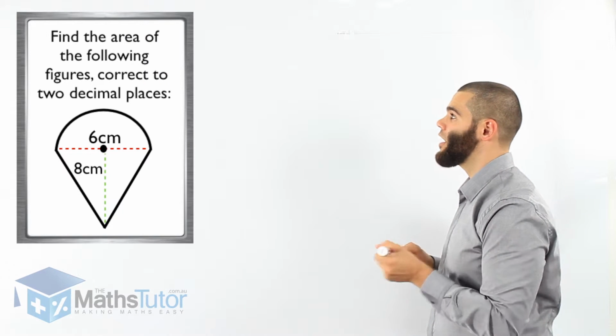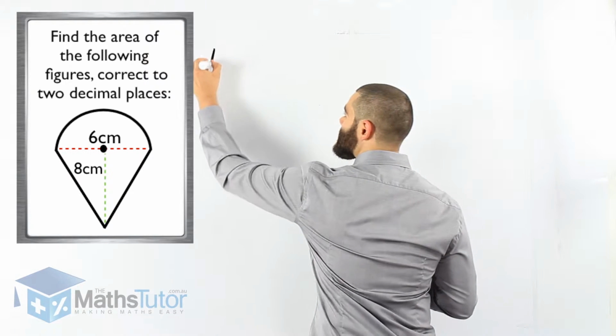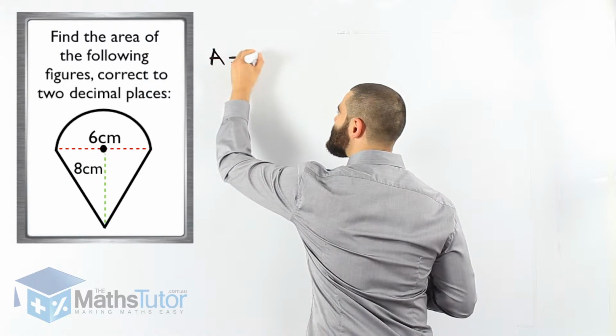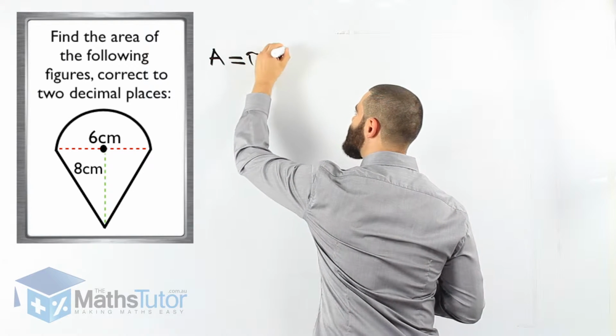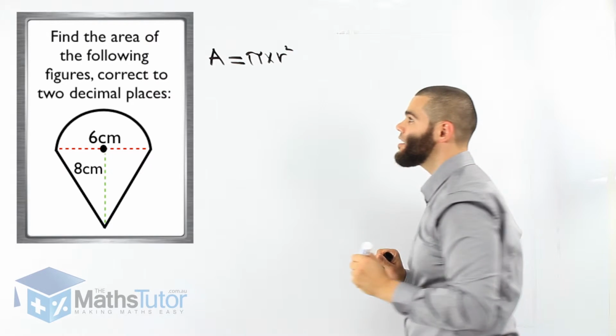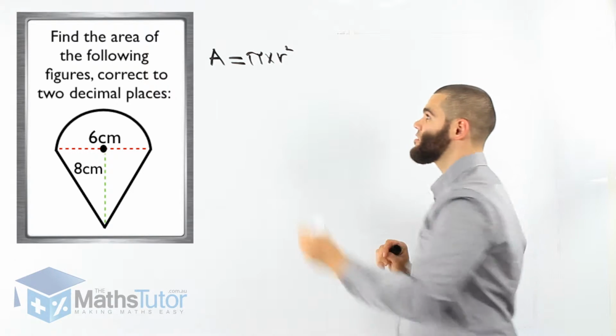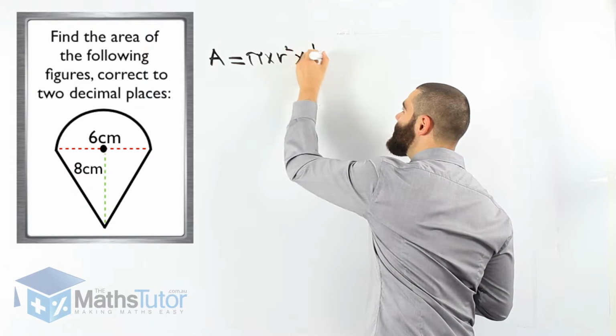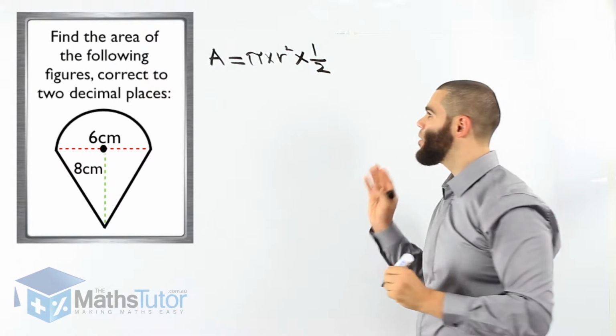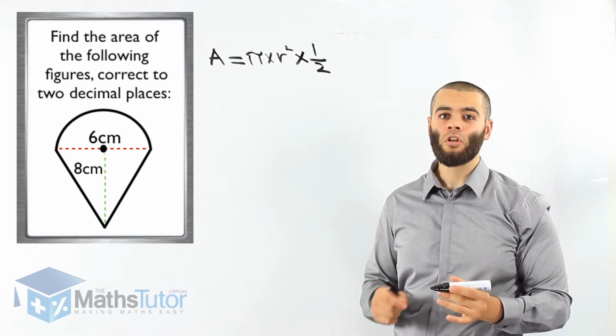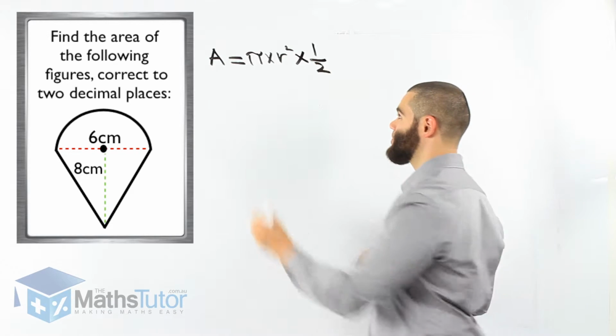We'll start with the area of the circle. A equals pi times the radius squared. Again, the semicircle is a half of a circle, so we have to times it by half. Very important not to forget that. Pi r squared is one full circle. We only want half the circle.